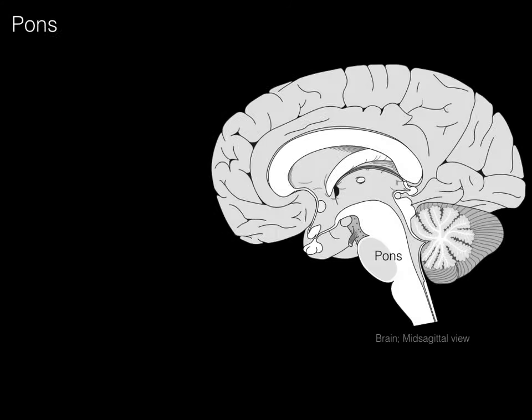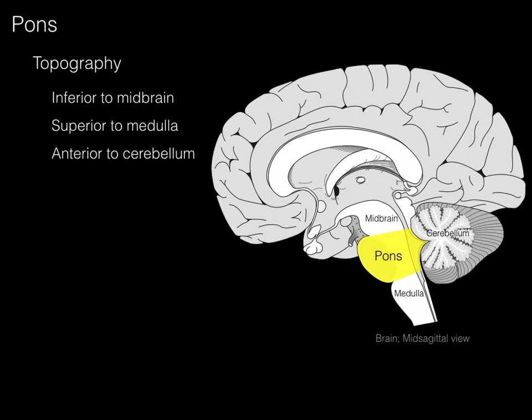All right, now on to the pons. Okay, so the pons is the bulging portion of the brainstem, and it's shown there in yellow. Its topography is that it's rostral to the pons... rather, it's caudal to the midbrain, it's rostral to the medulla, and it's anterior or ventral to the cerebellum.